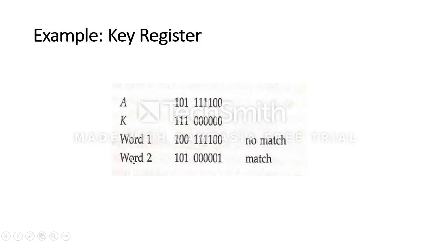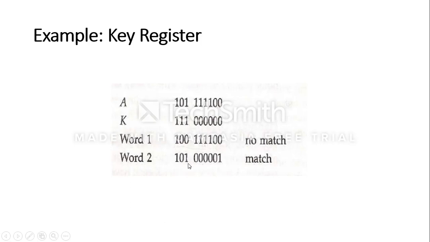Now look at the value available in word 2. Here we have 101 000 001. As I have told you, the first 6 bits are don't care bits. No comparison is needed for the first 6 bits. Only the last 3 bits will be compared. So here for the last 3 bits, what value is available in word 2? 101. The same value is given in the argument register for the same bit positions.